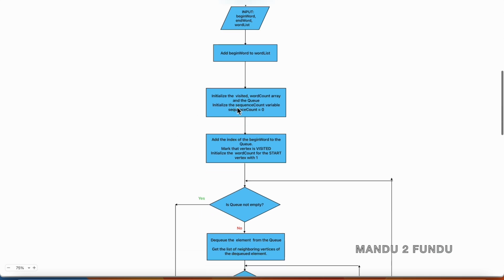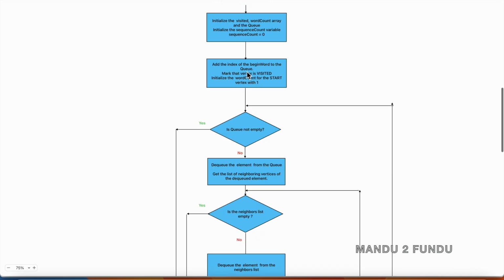And then we initialize the sequence variable to 0. If we find a transformation sequence that reaches the end word, this will be updated with the number of words in that sequence and returned. Next, we add the index of the begin word, which is 0, to the queue and mark that vertex as visited, and we initialize the word count for the start vertex with 1.